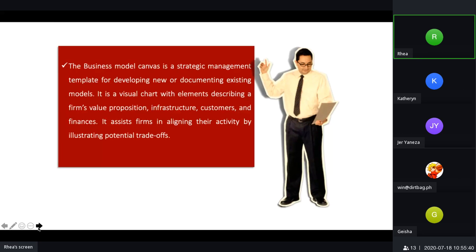Okay, so the BMC or business model canvas is a strategic management template in order to develop new or document existing models. It is also visual. So if you are like a visual learner, like many of us, then this can be a good diagram for you to see because it describes all elements of your business, like your value proposition, infrastructure, who your customers are, how are you getting money, what are the things you spend on in your company. And furthermore, it assists firms in aligning their activity in order to illustrate potential trade offs.